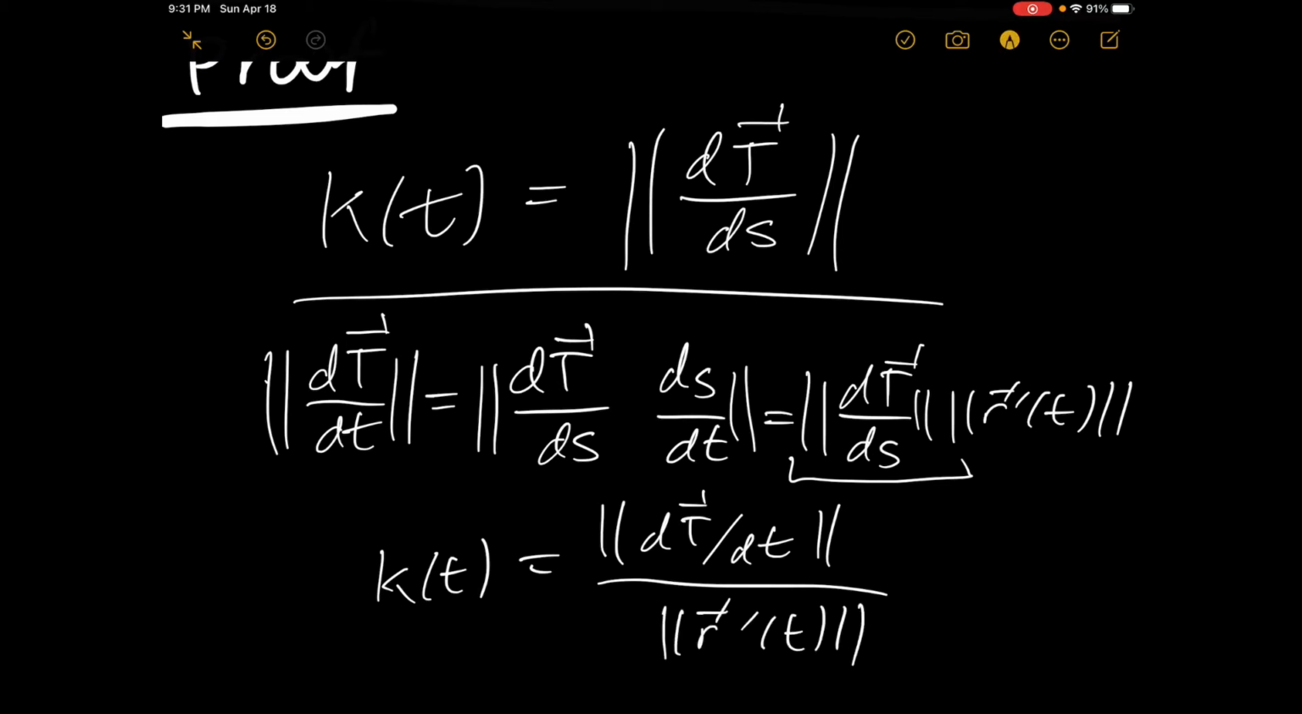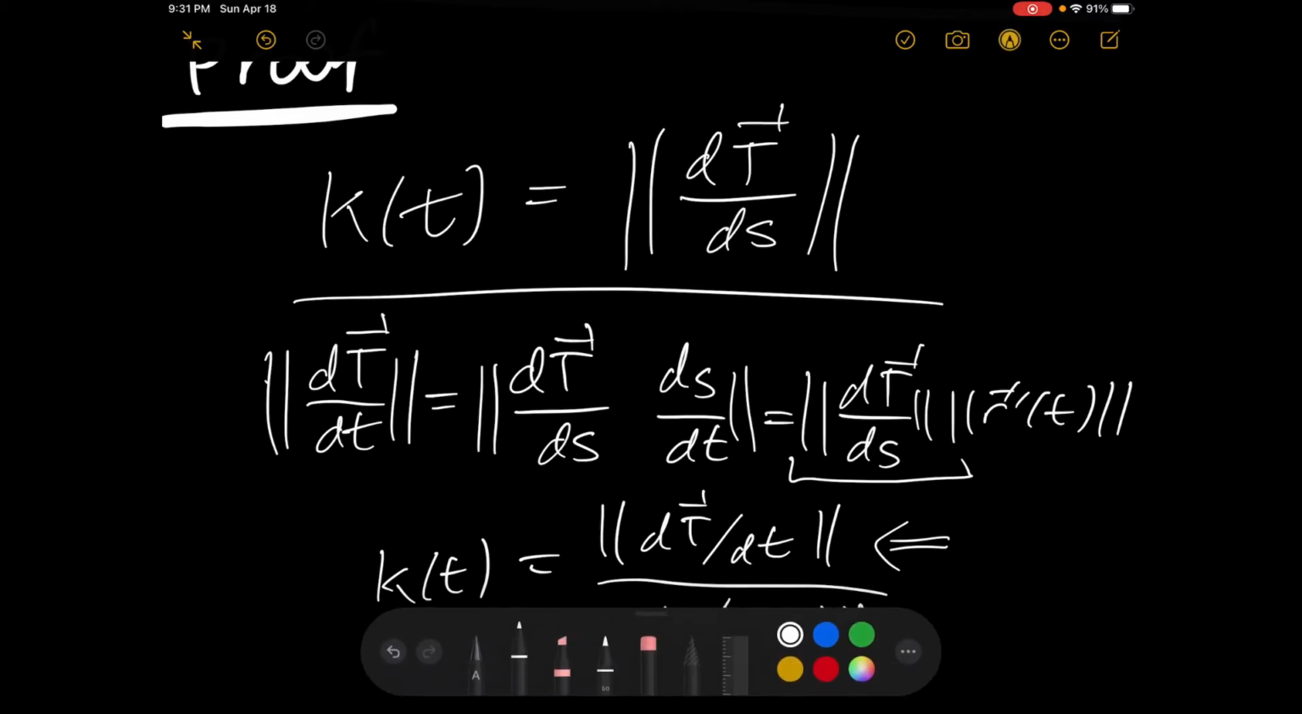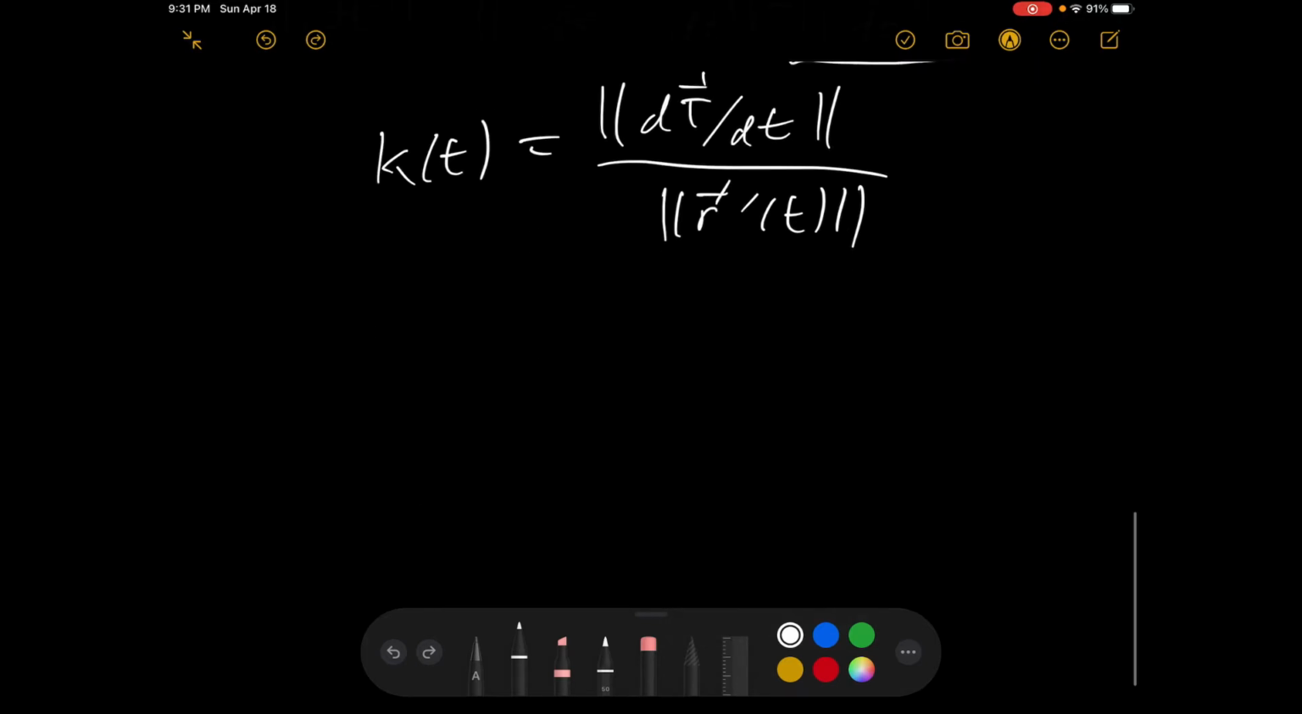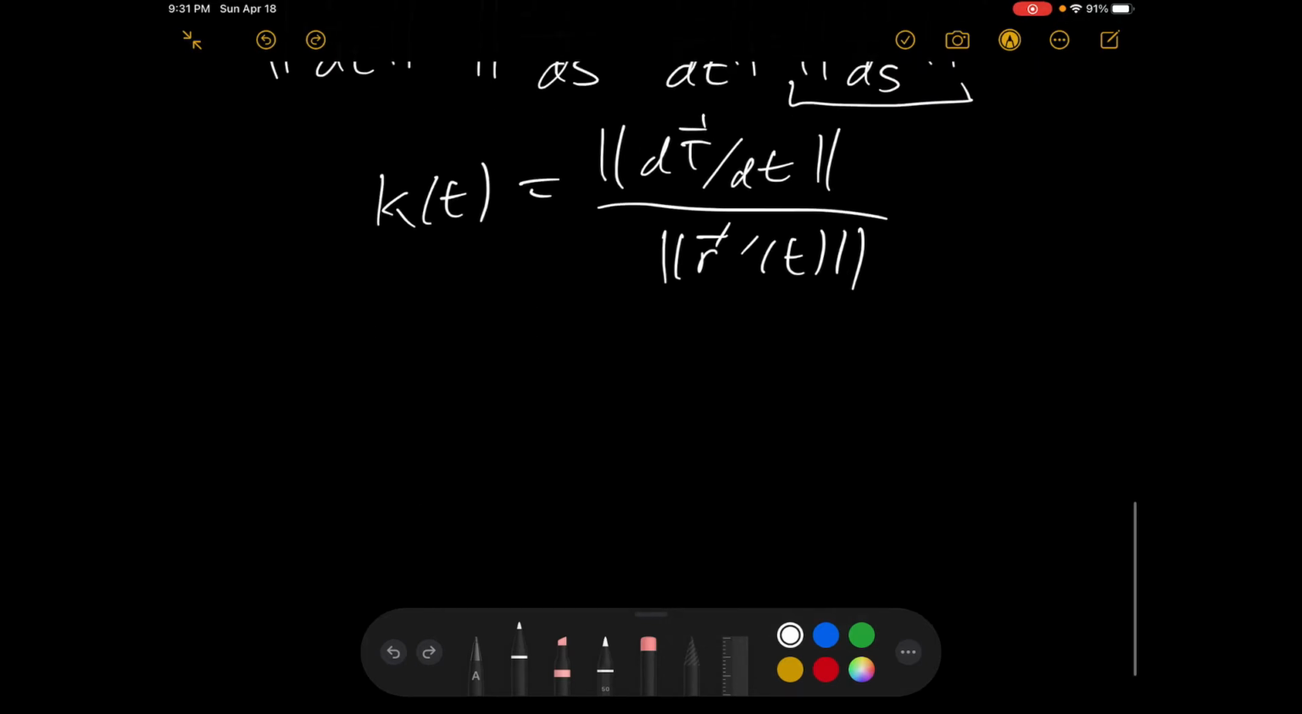Hopefully you can imagine what I'm going to say next. Basically, what we have to do next is figure out what this is. In other words, how can we rewrite the magnitude of the derivative of the unit tangent vector with respect to time in a different manner? So let's start by taking the time derivative of the unit tangent vector with respect to time.